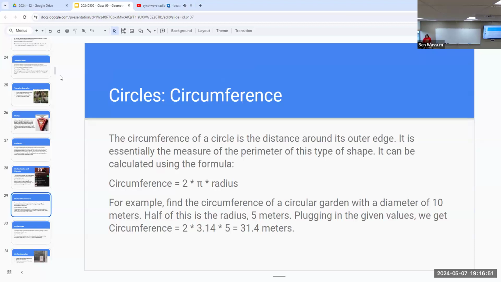So the circumference is the first thing we have a formula for with circles. Circumference is basically the perimeter of a circle. So it's always given by 2 times pi times the radius. You'll usually see that written as 2 pi r. So the example here, find the circumference of a circular garden with a diameter of 10 meters. Okay, half of that is 5 meters, so that'd be the radius. 2 times pi times the radius, be 10 pi. Multiply it in, be 31.4-ish.